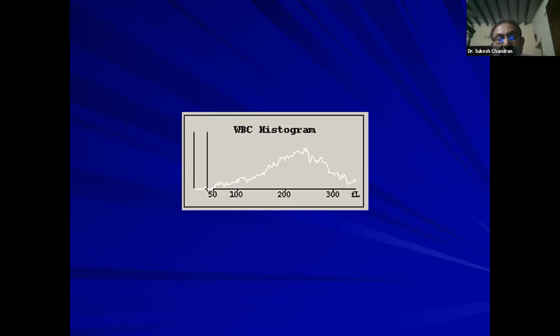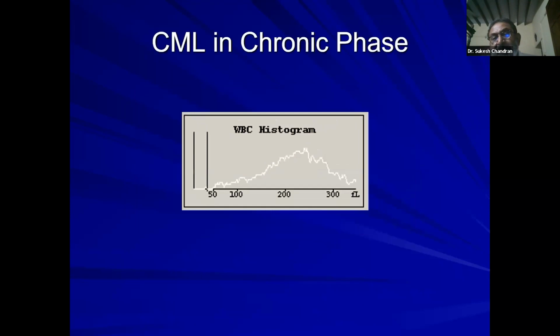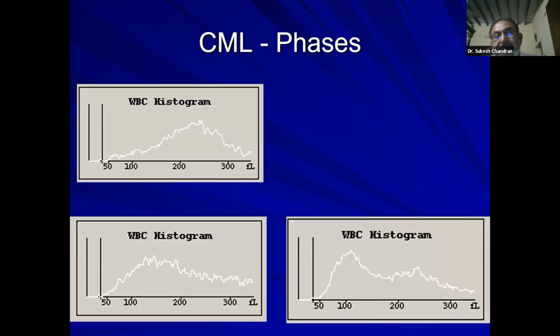So if you have a high white cell count with a bell-shaped curve, anywhere in the world, there is only one diagnosis: CML in chronic phase. Without seeing a peripheral smear, I can confidently call this CML in chronic phase. However, if CML is in a different phase, for example a blast crisis, you can see the same histogram, but there is also a peak towards the lymphocyte and blast area, which is around the 100 femtoliters area. That is CML in blast crisis.